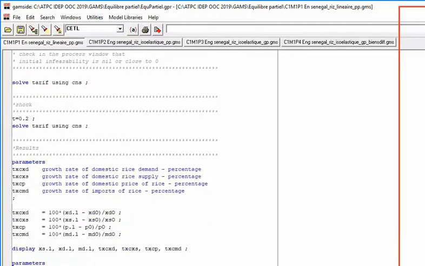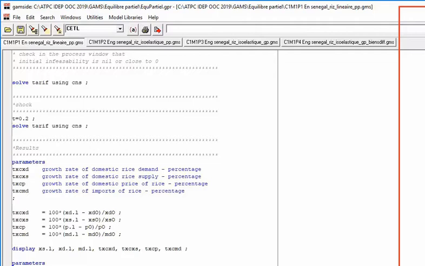And then you've got the results. So I declare some parameters. These parameters are growth rates of some variables. Of course, you can add other growth rates of variables. So this growth rate of variables is defined in percentage, so I multiply by 100. And then it is the rate of growth, so it's final value minus initial value over initial value.